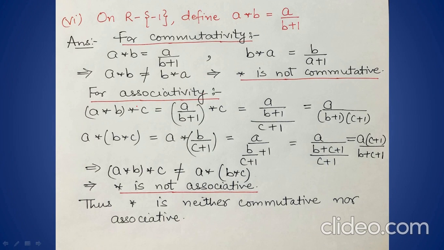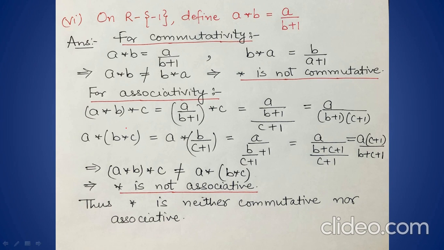Now for associativity, bracket a star b star c, that is equal to, पहले a star b को solve करेंगे तो वो आ जाएगा, वो हमें given है a upon b plus 1. So it becomes bracket a upon b plus 1 star c. Now we have two elements. First is a upon b plus 1, second है c. अब इन दोनों में हम स्टार अप्लाई करेंगे तो it becomes first element that is a upon b plus 1 upon second element c plus 1. तो इसको हम सिंप्लीफाई करेंगे तो it becomes a upon bracket b plus 1 into c plus 1.